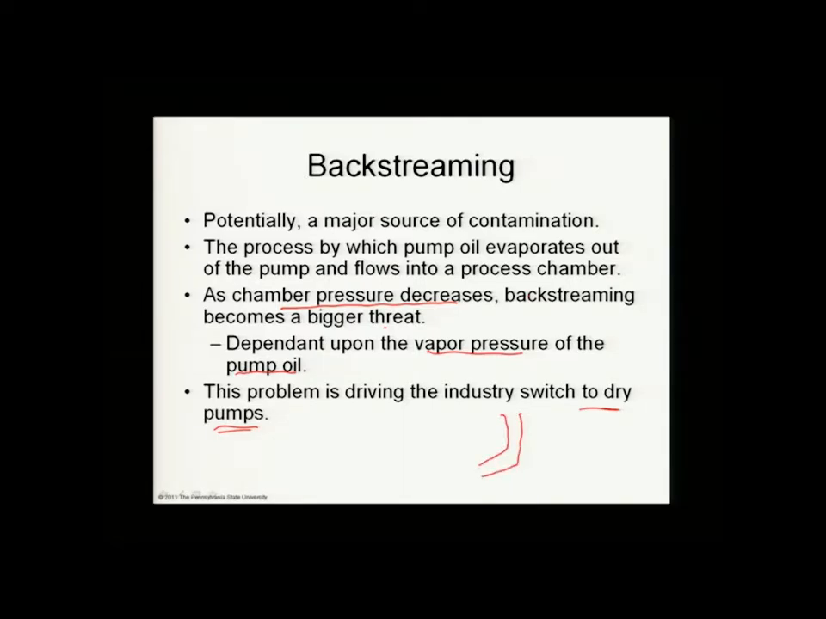By the way, as the chamber pressure decreases, backstreaming becomes a bigger threat, and that's because here's the piping, if you will, leading to the pump. If the pressure is lower, then the oil molecules will encounter fewer collisions. They won't collide with other molecules. They might collide with the walls, and so they'll get in here easier. If the pressure were higher here, then they would collide with these molecules and maybe bounce back. So as the pressure gets lower, backstreaming becomes a bigger threat. And that we can understand by the molecules and the collisions that take place. Fewer molecules, longer mean-free path for these oil molecules, better chance they're going to make it back into the vacuum system.